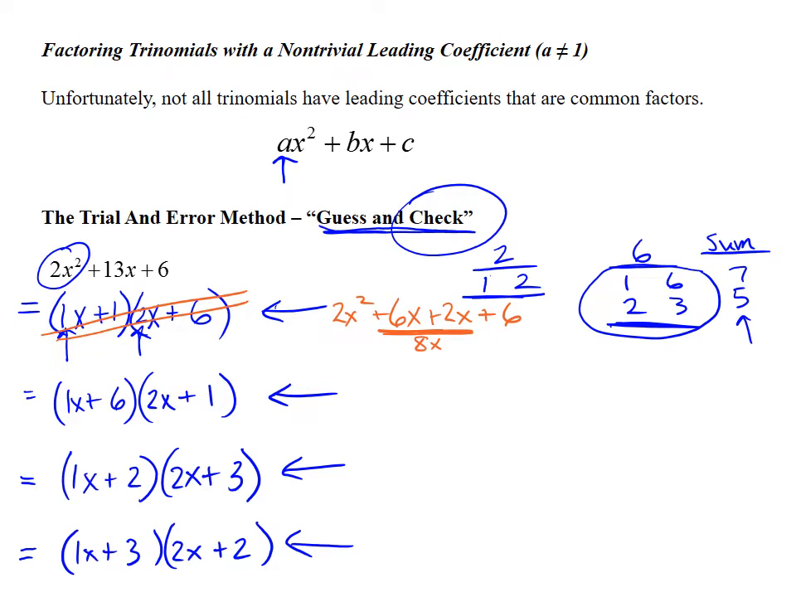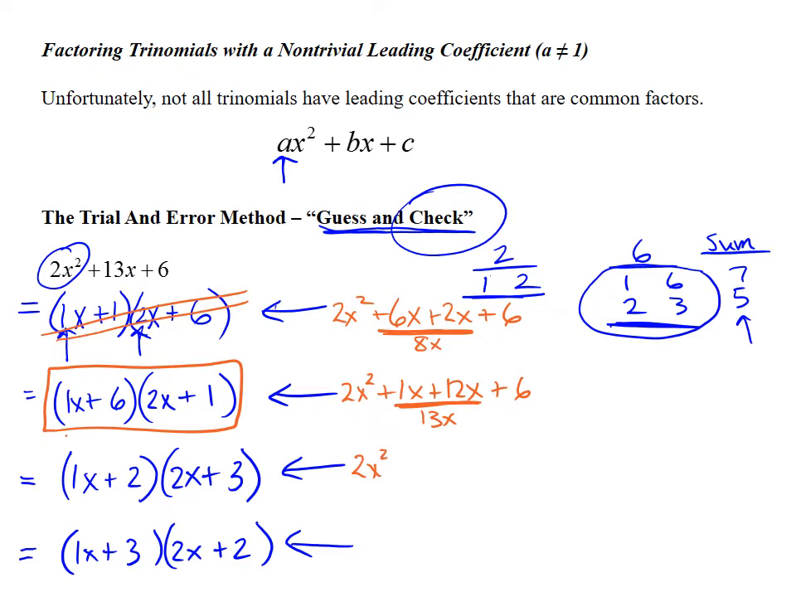So this guess didn't work. Trying the next one, 2x squared. Outside terms would be 1x. Inside terms would be 12x. And the last terms would be 6. Notice those middle terms this time add up to 13x, and that's what we wanted. So there's our factorization that works. If you look at the other two guesses, they would also not work. Only one combination is going to work.